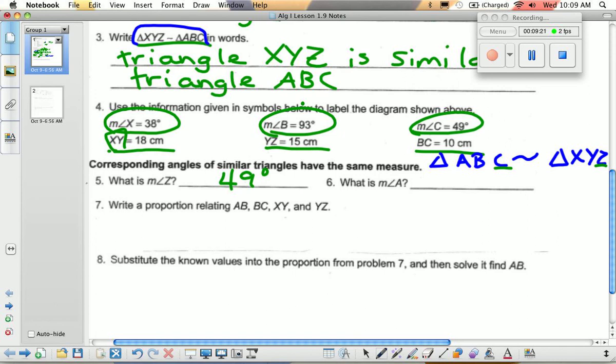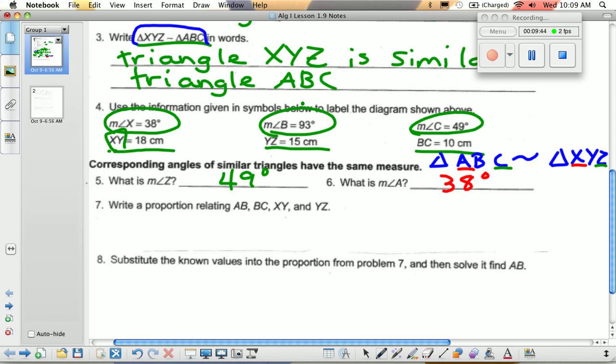Okay, measure of angle A. What angle does A correspond with? X, because it's in the first position, like A is. Do we know the measure of angle X? Yes, 38 degrees. So that means A has to be 38 degrees.